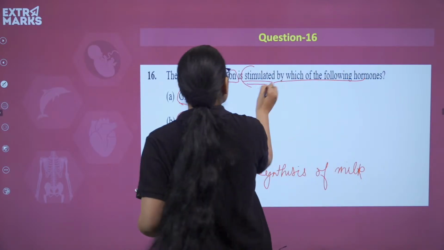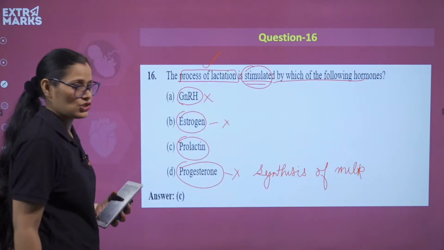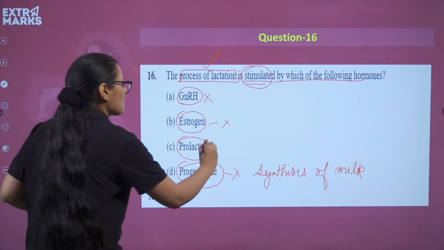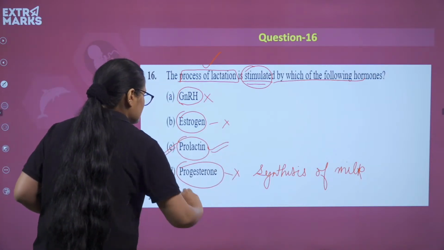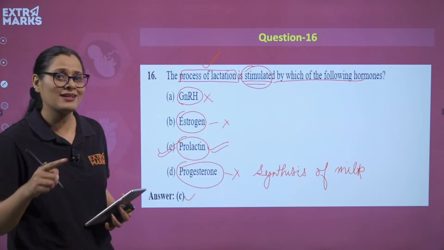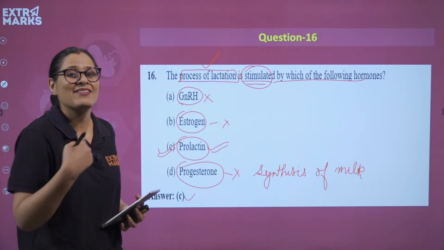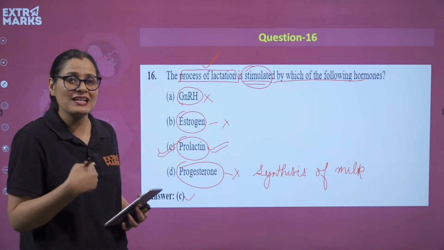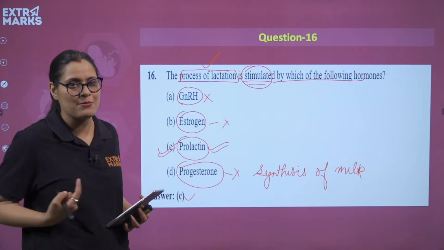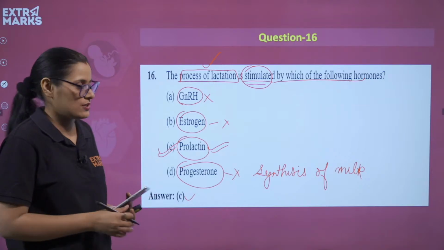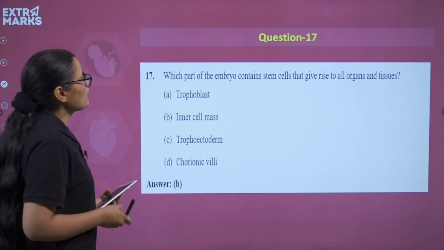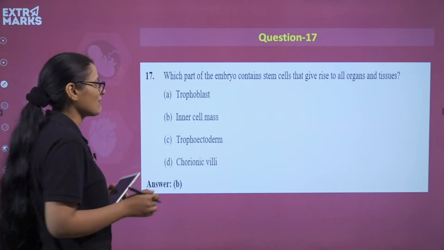They are not for stimulating the process of lactation. For this, you require prolactin. So the answer is option number C. It is prolactin that stimulates the process of lactation. Oxytocin is the milk ejection hormone that will eject the milk out of your mammary gland. That is your oxytocin.